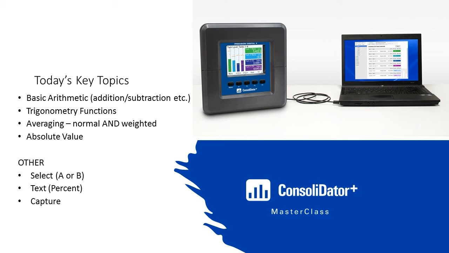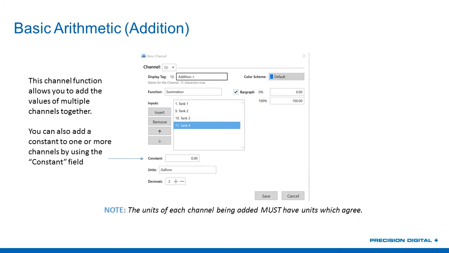So I've mentioned to you plenty of times before that the ConsoliDator Plus can do all sorts of math calculations and math functions. Basically, if you can do the calculation on a calculator, the ConsoliDator Plus can do it. The first one we're going to take a look at is pretty basic, just basic addition. You can create any channel, make the function, open up that box, and go into the math category. You're going to see a list of all sorts of different math functions that the device is capable of doing. One of them is addition.